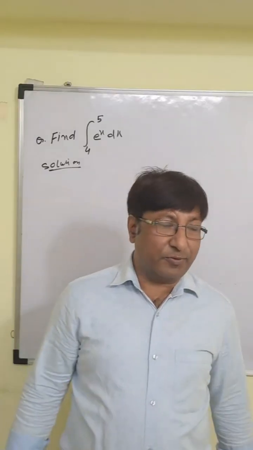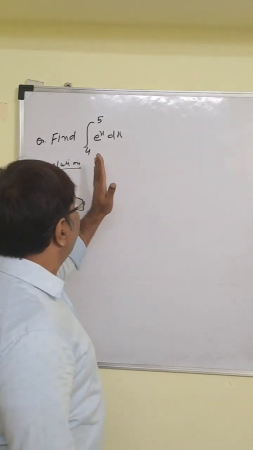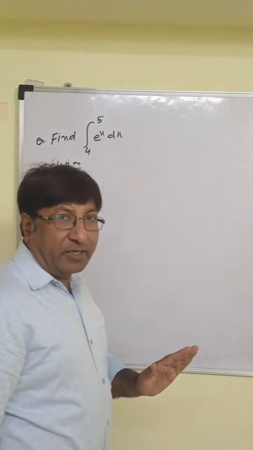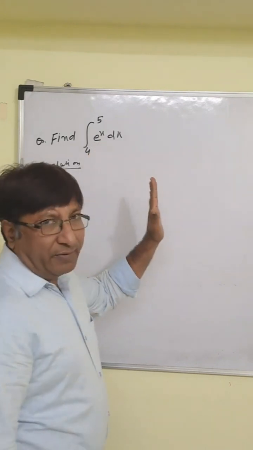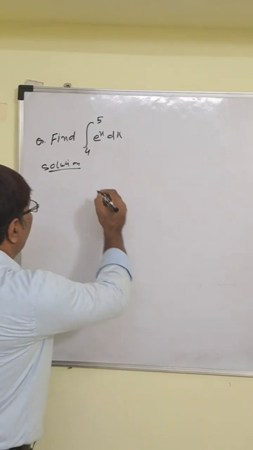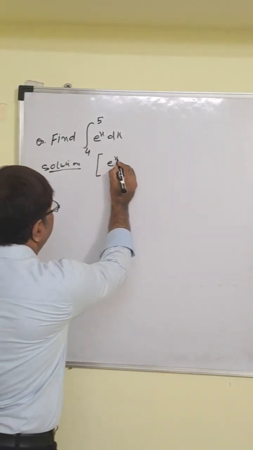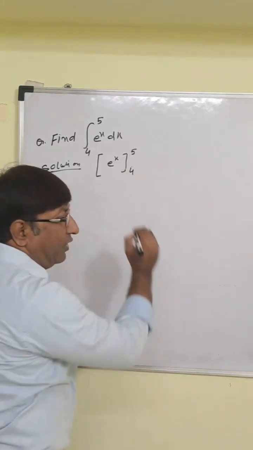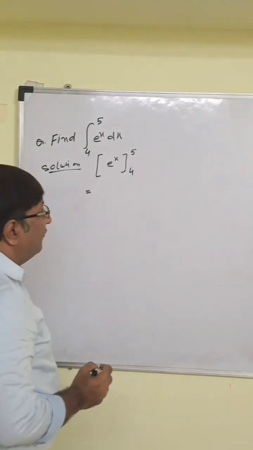Let us see the question. Here the question is find the integration from 4 to 5 of e to the power x dx. So for this type of question, what is the technique? First find the integration of e^x, and then this is the upper limit and this is the lower limit. So you know the integration of e to the power x is simply e power x, and the upper limit is 5 and the lower limit is what? 4.